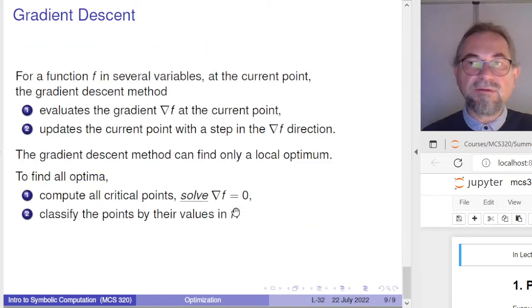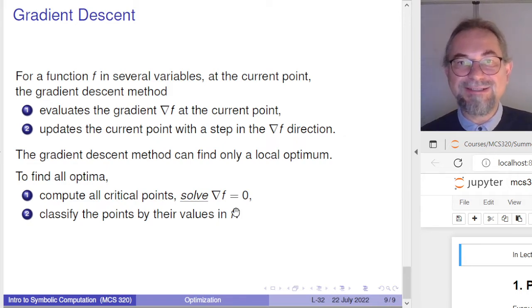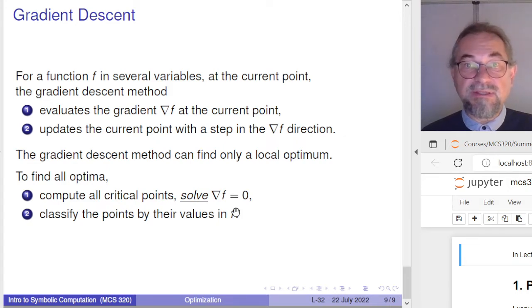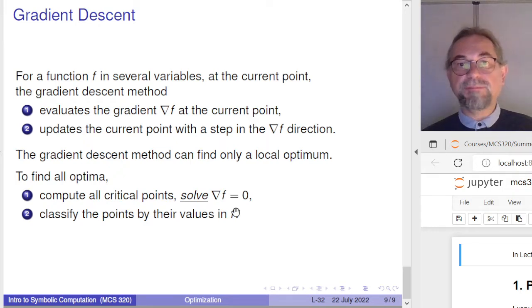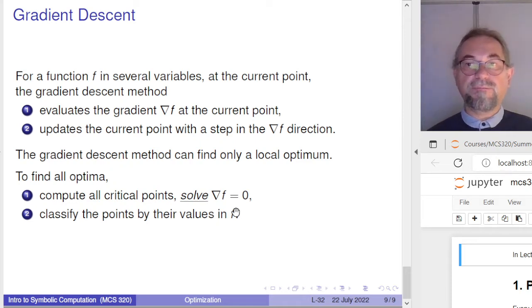What are the methods that one can apply? Gradient descent is the method that we will demonstrate in SageMath. What the gradient descent method does is quite simple. We evaluate the gradient at the current point where we are, and then we update the current point with a step in that gradient direction. If we want to maximize, we go upwards. If we want to minimize, we go in the opposite direction. We subtract.